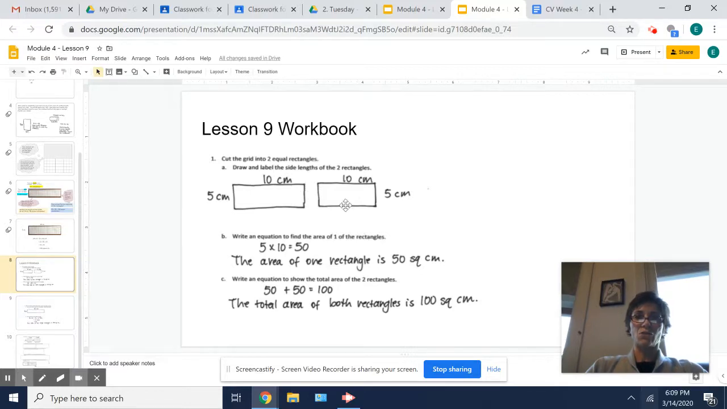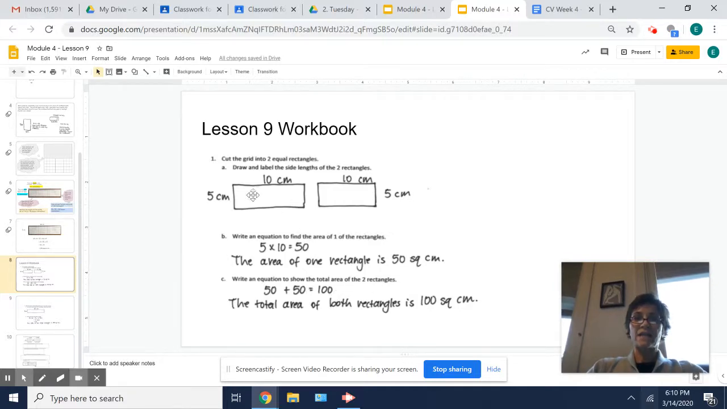And there you go, and there's two. Write an equation to find the area of one of the rectangles. That will be 5 times 10, which is 50. And write an equation to show the total area of the two rectangles.